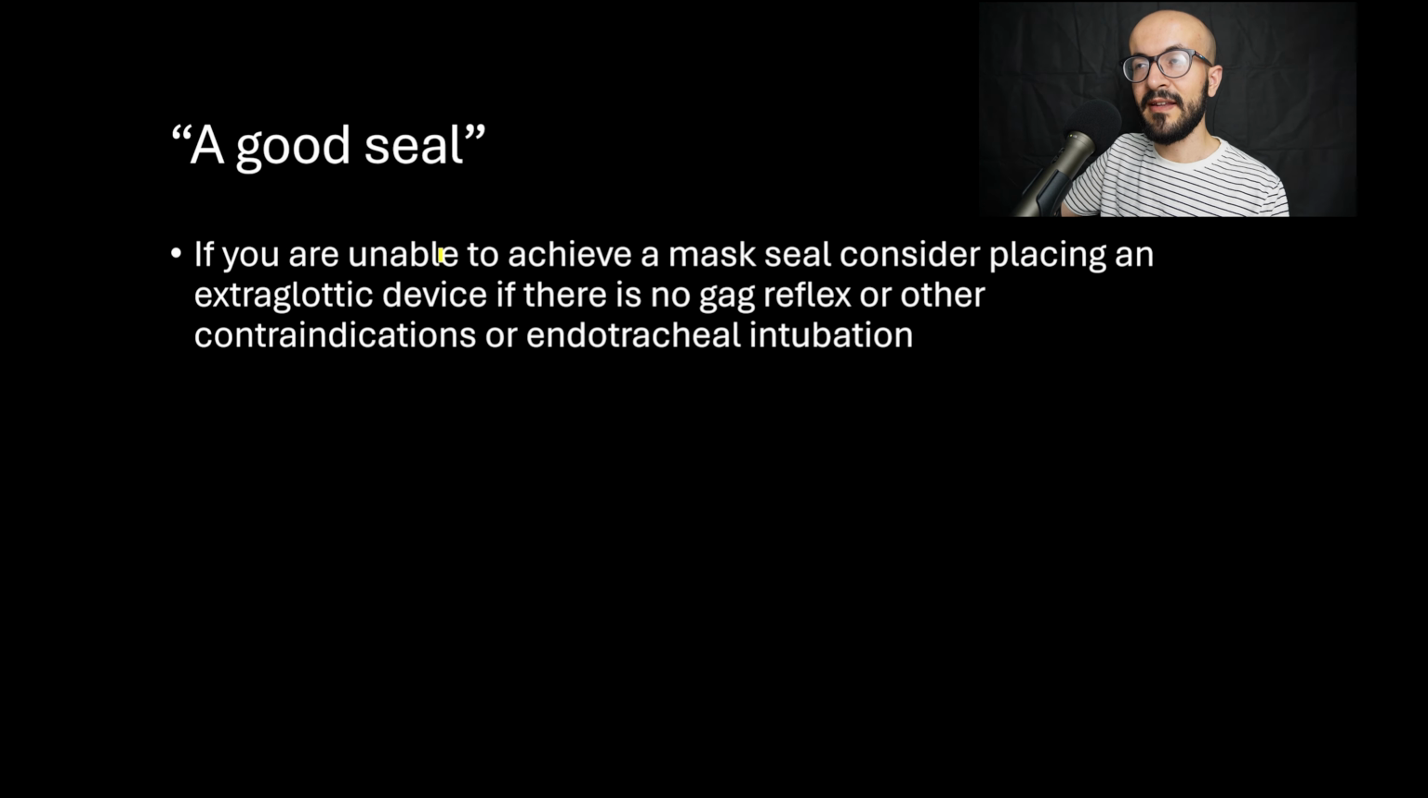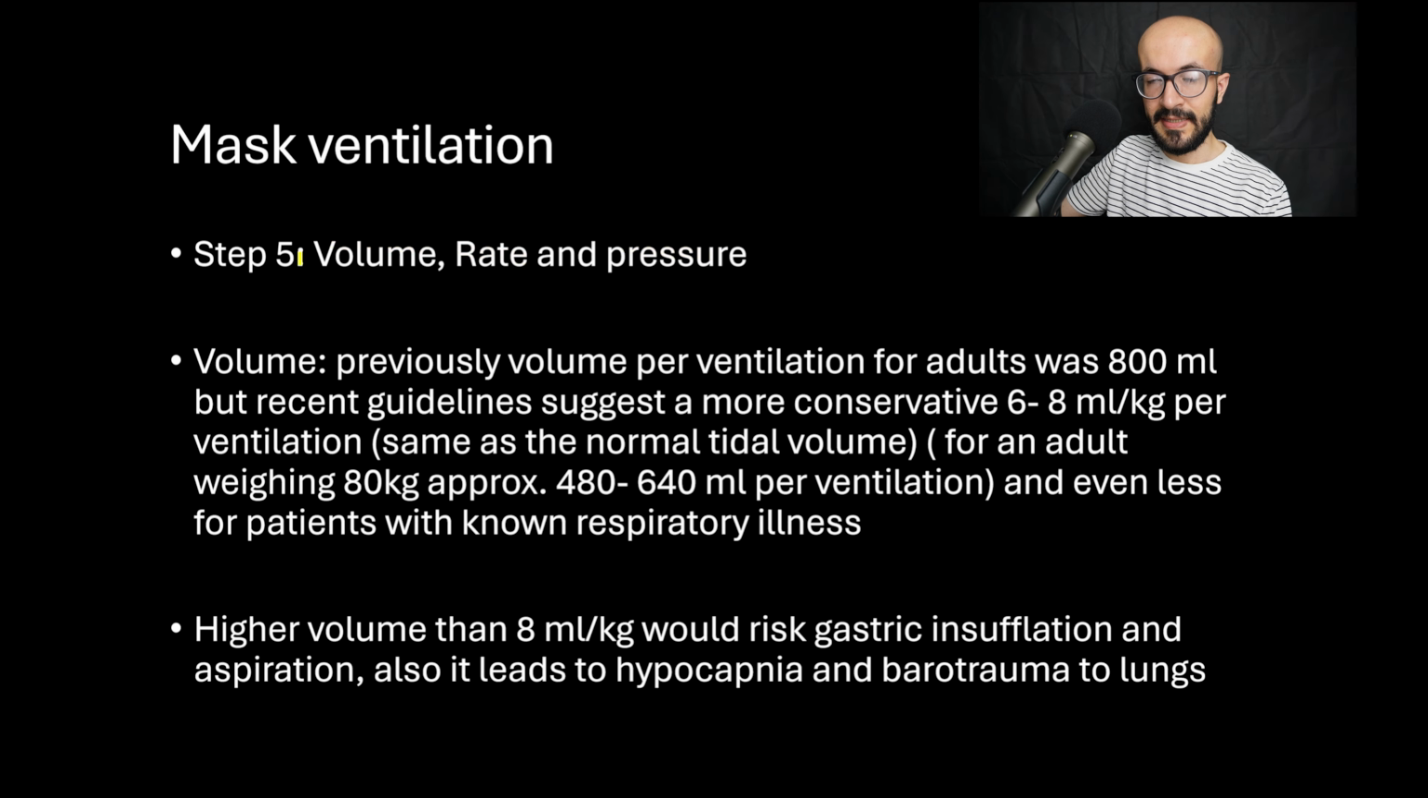Now, if you are unable to achieve a mask seal, consider placing an extraglottic device if there is no gag reflex or other contraindications to the extraglottic device, or if there is contraindications, then endotracheal intubation is needed. Now let's move on to step 5, which is volume, rate, and pressure of the ventilations given to the patient. So let's start with the volume.